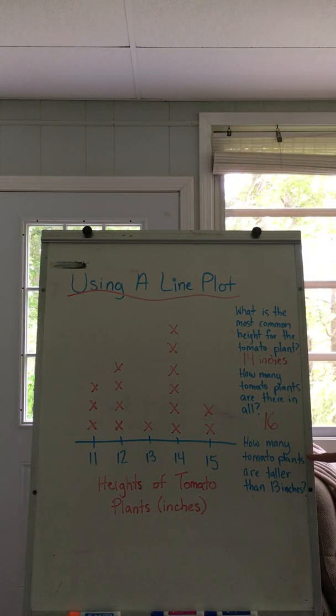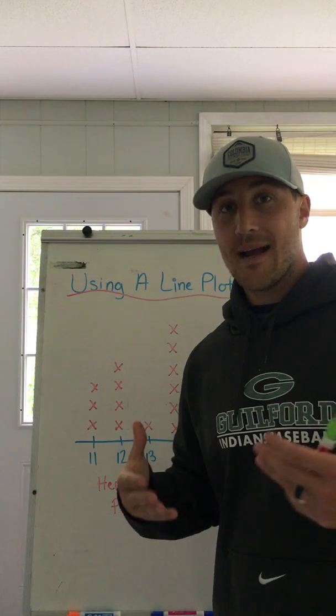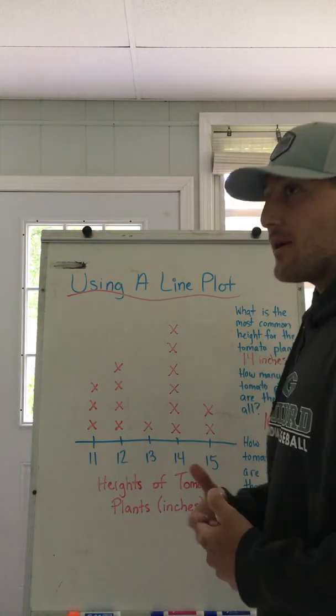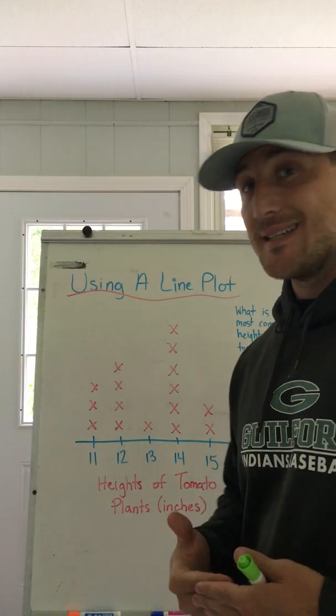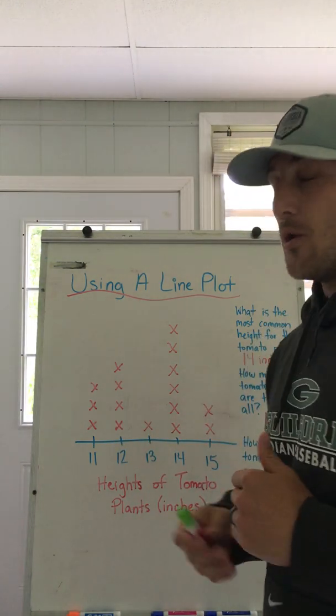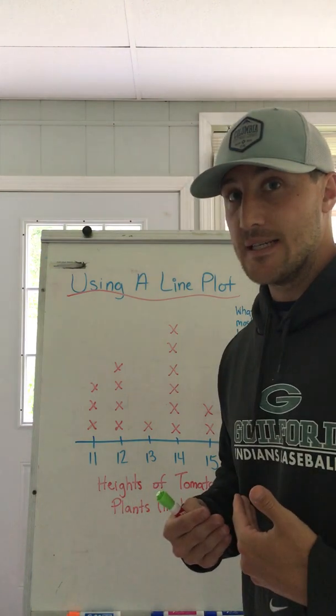And our last question, probably about as tricky as these things get. How many tomato plants are taller than 13 inches? Well, let's go back again and look at what the data is representing. We're representing different heights. So if I want to find tomato plants that are taller than 13 inches, and I have the heights 11, 12, 13, 14, and 15 inches, which of those are taller than 13?